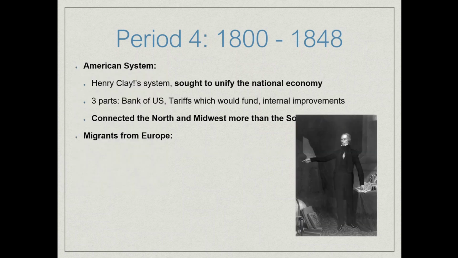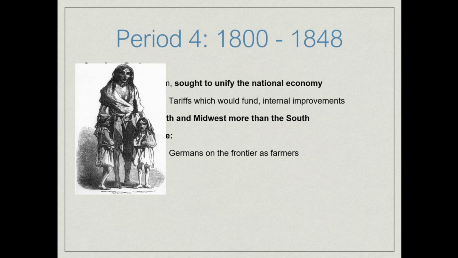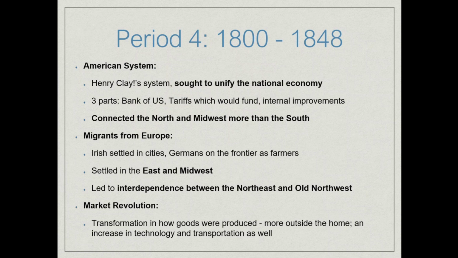This will help the North and the Midwest more than the South. So the North and the Midwest will sometimes support the American System, whereas the South will not. We do have settlers and migrants from Europe. The Irish will settle in cities. The Germans will often go to the West as farmers. They'll settle in the East Coast, in eastern cities like New York, Boston, and the Midwest. This is going to lead to more interdependence of the Northeast and Northwest. Also, it's going to lead to some xenophobia and dislike of the new immigrants.